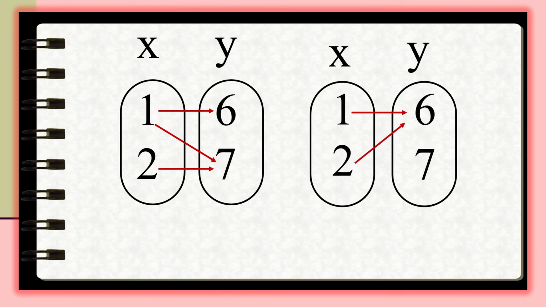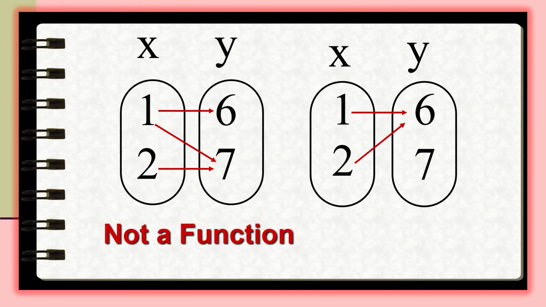Let us have more examples. Determine if these two diagrams are function or not. For the first diagram, the domain element 1 is assigned to two different values in the range, 6 and 7, and 2 is assigned to 7. Therefore, this one is not a function since there is one element in the domain that is mapped to two elements in the range. For the second diagram, the elements 1 and 2 are mapped to one element from the range, that is 6. Therefore, this one is a function.